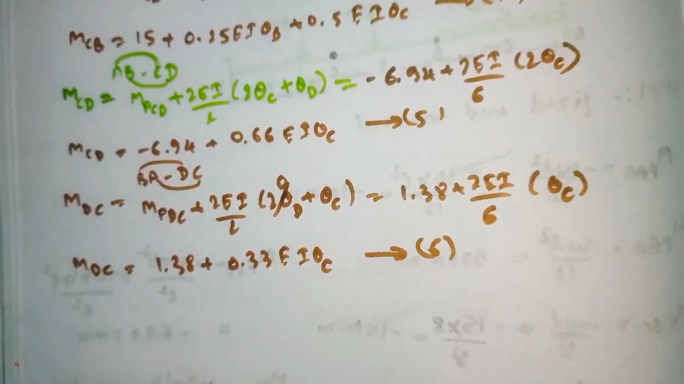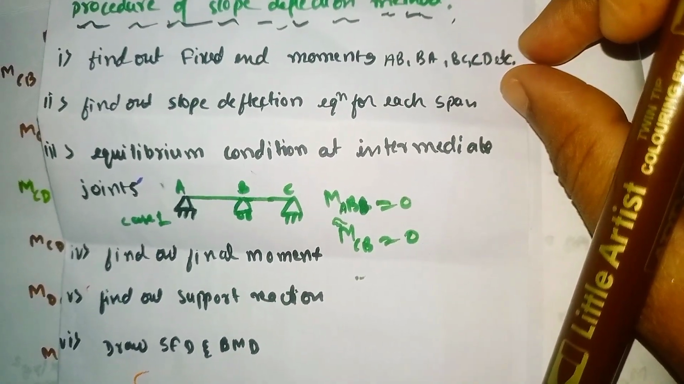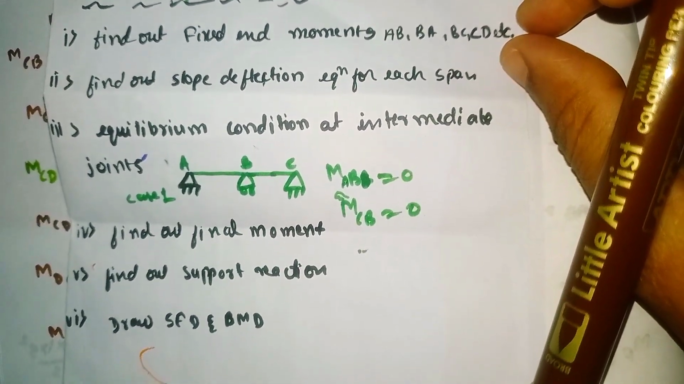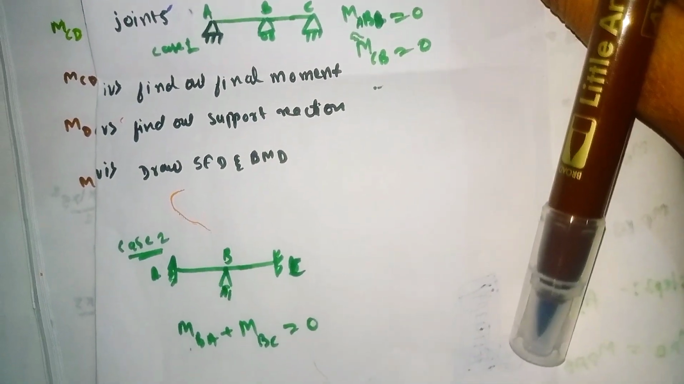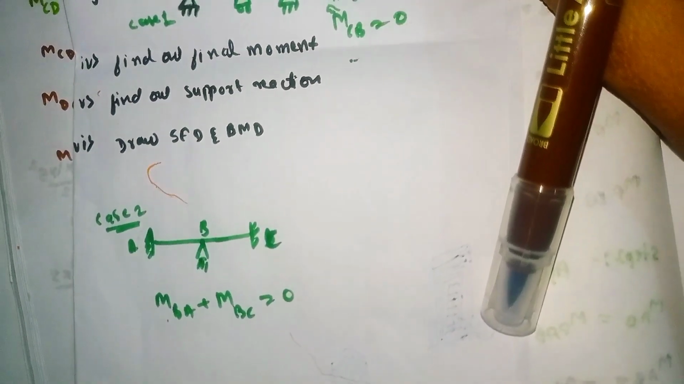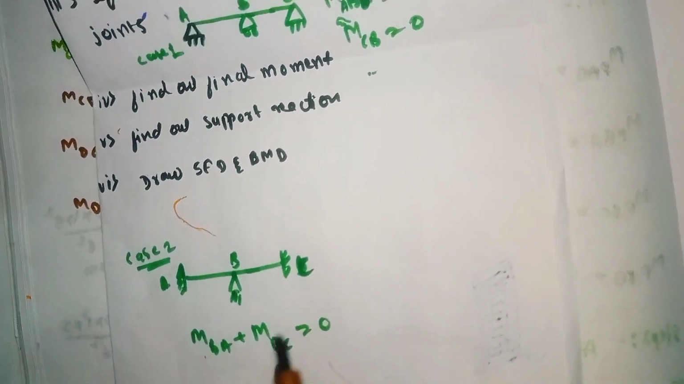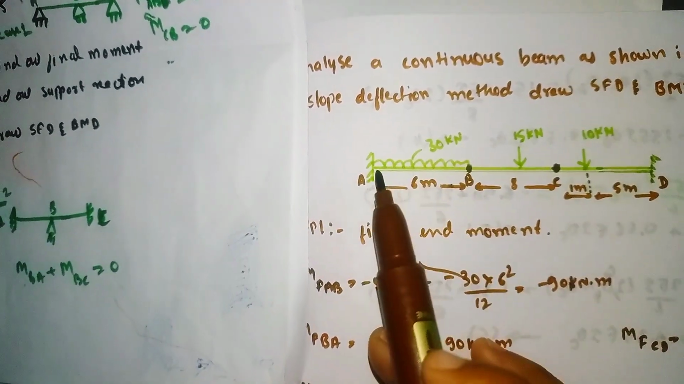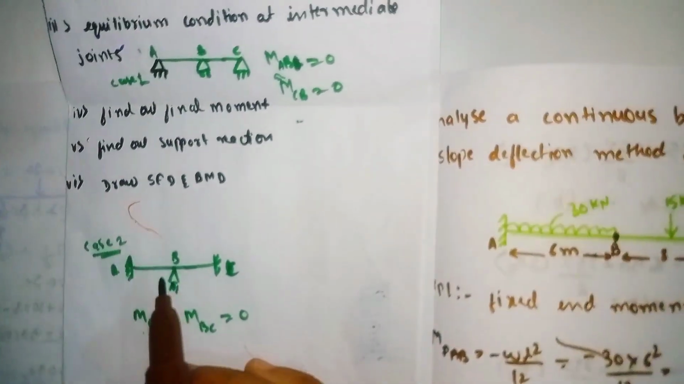So this is our second step, and we have completed the second step. Now our third step is applying the equilibrium condition. See here, we have the equilibrium condition for 3 points, which I also explained in the last video. Here we have the condition for the 3 points, that is ABC.